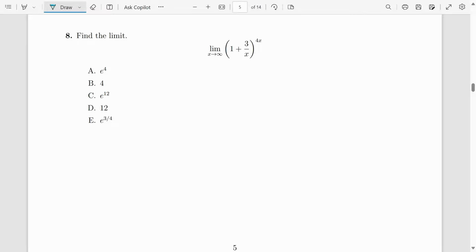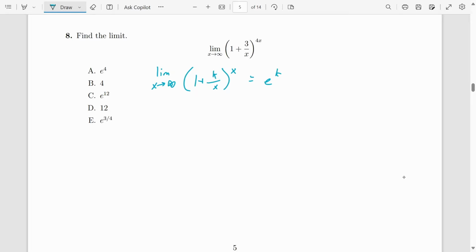Question 8, find the limit. So this limit is a special type of limit. It fits, or it's pretty close to, the form of the limit as x approaches infinity of 1 plus, actually not 1, let's do k over x, to the power of x. This approaches e to the power of k.